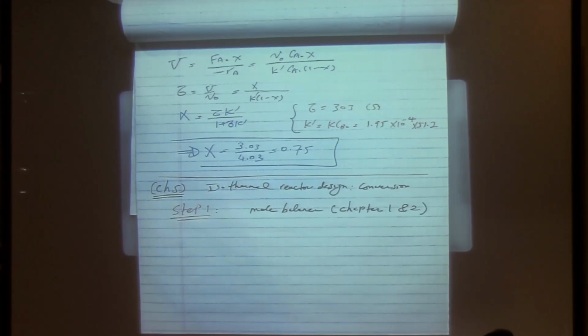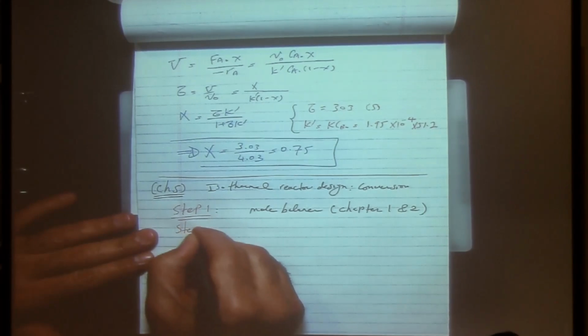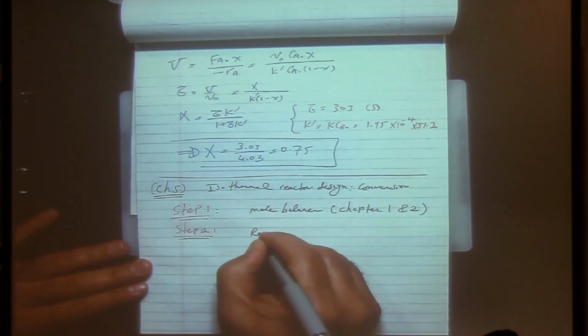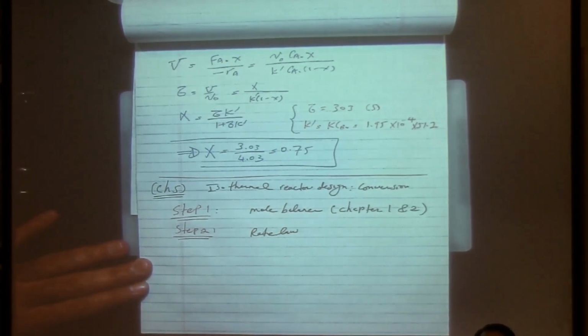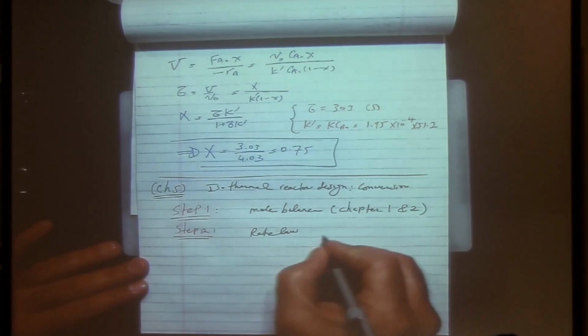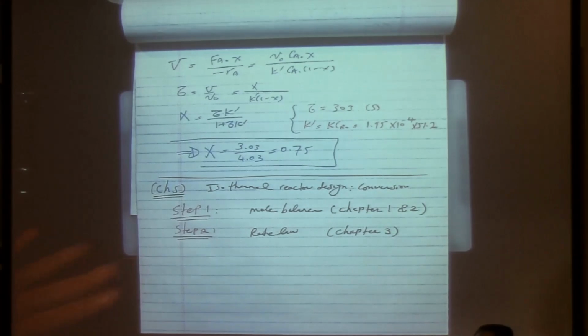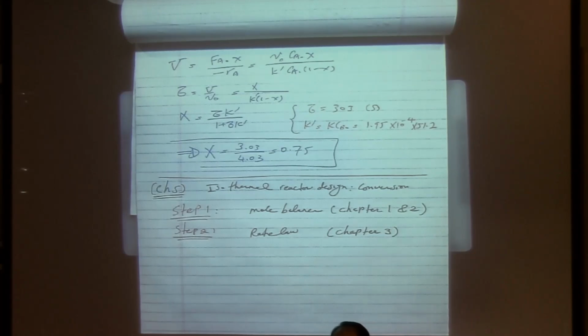And then we have step 2. Remember what was step 2? So step 2 has to do with the kinetics. Basically, it's the rate law, which was the focus of chapter 3. Again, in chapter 7, we are going to again look at the kinetics and show you how we analyze the data, the experimental data, to get the kinetic parameters.